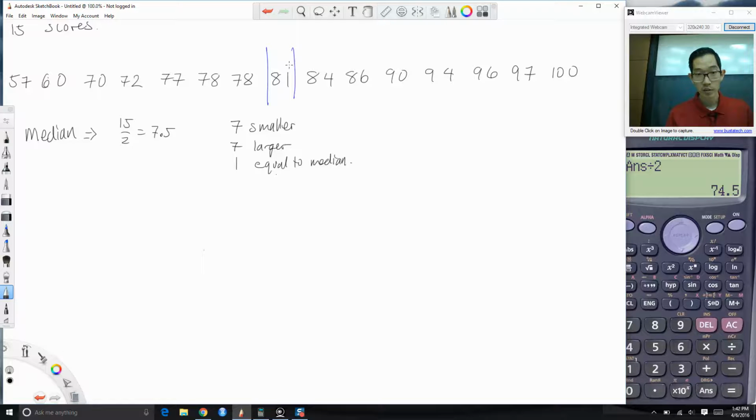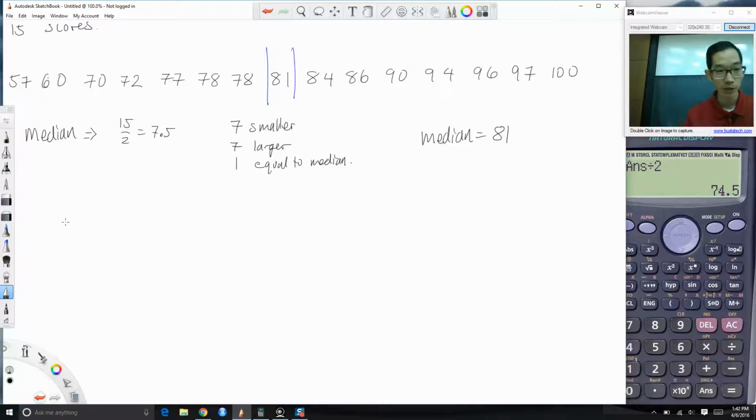Okay, and then so here, my median is equal to 81, all right? Now, depending on the textbook you read, they might have different rules about what comes next. We're going to follow what our textbook says, which says, okay, ignore this 81, and then just take these 7 numbers, and then take these 7 numbers to get Q1 and Q3, okay?